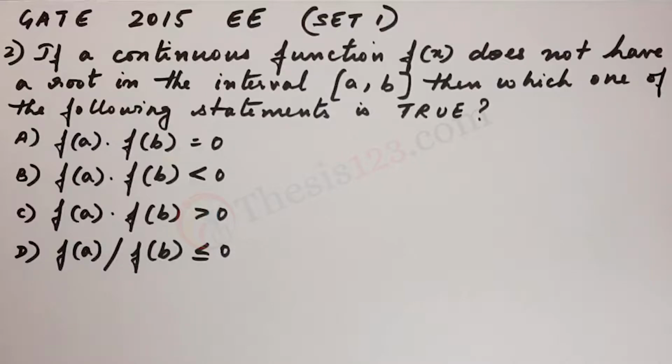A says f of a into f of b is 0. B says f of a into f of b is less than 0. C is f of a into f of b is greater than 0. And D says f of a by f of b is less than or equal to 0.